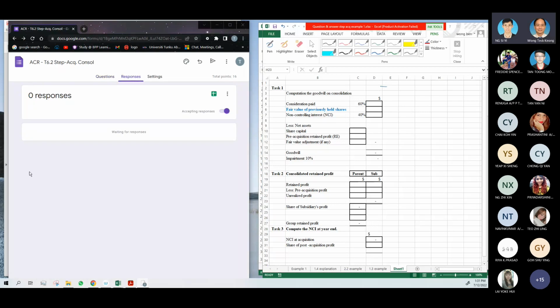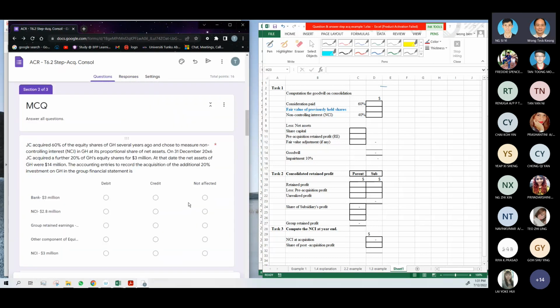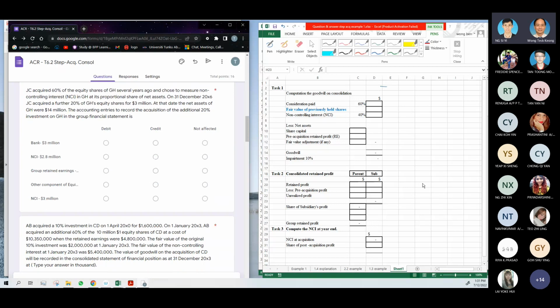Okay, let's discuss the online questions. Okay, first question here, JC. When you read this type of question, you ask yourself which type of step equation: step 1, step 2, type 1, type 2, type 3. Is it retain control or lost control, whatever? Okay, so in here you can write down a simple chart.